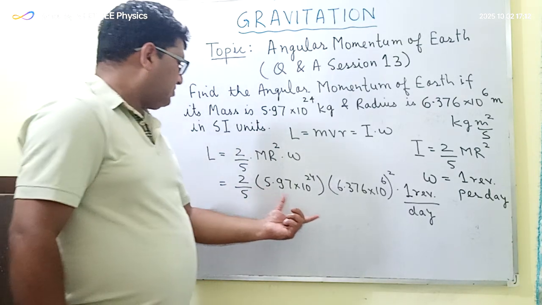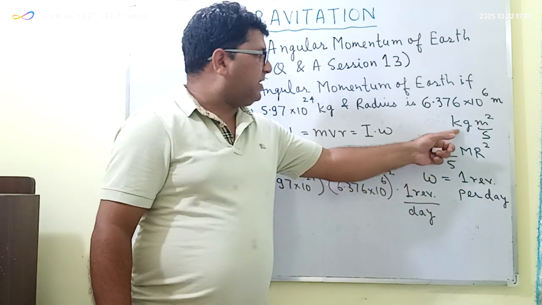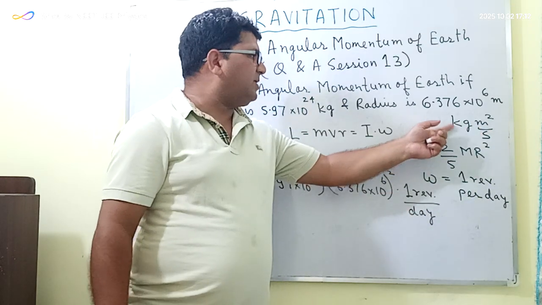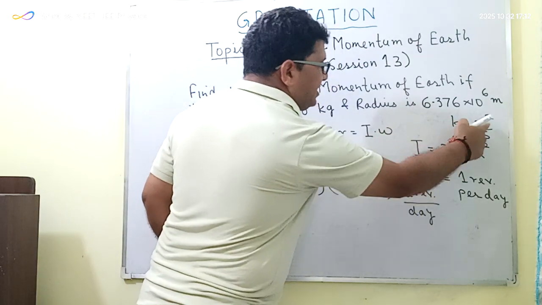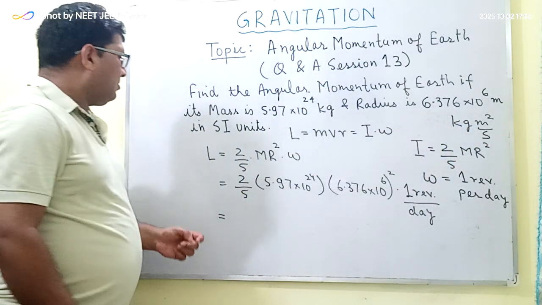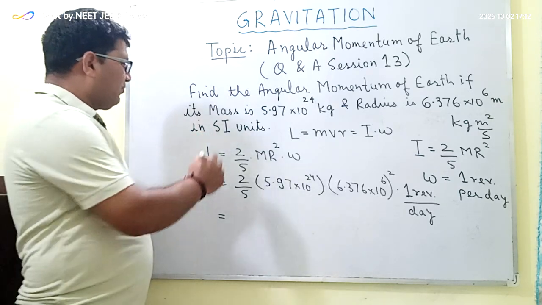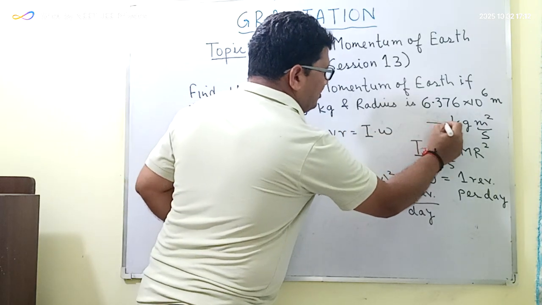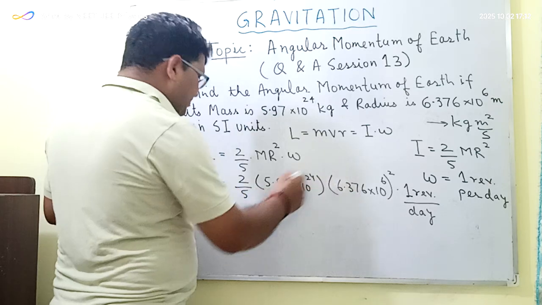Here in this case, we will be getting the angular momentum in terms of kg meter square revolution per day, but we have to find the angular momentum in kg meter square per second, because in this question we have to find the angular momentum in the SI system of units. In the SI system of units, the unit of the angular momentum is kg meter square per second. So it's very simple now.